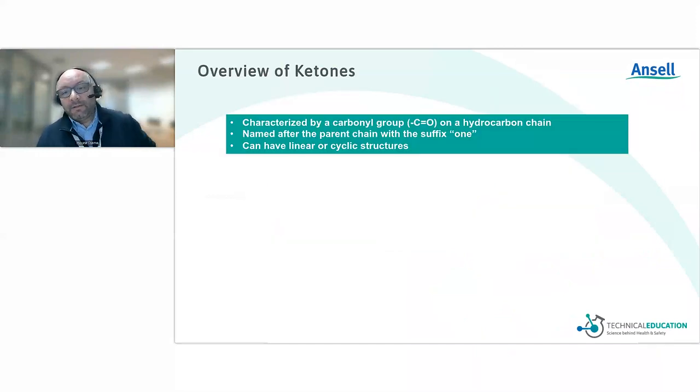So I mentioned in the beginning that acetone is part of the family of the ketones, and the ketones are characterized by the carbonyl group, this group, and this is also how we can recognize them. In general, they end with the suffix O-N-E, like acetone. You see, they end with O-N-E. They can have linear or cyclic structure.